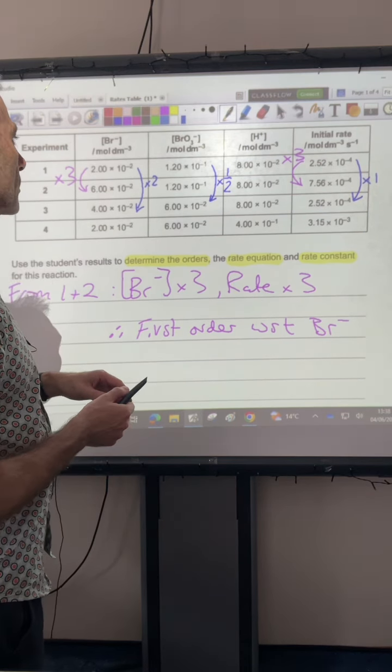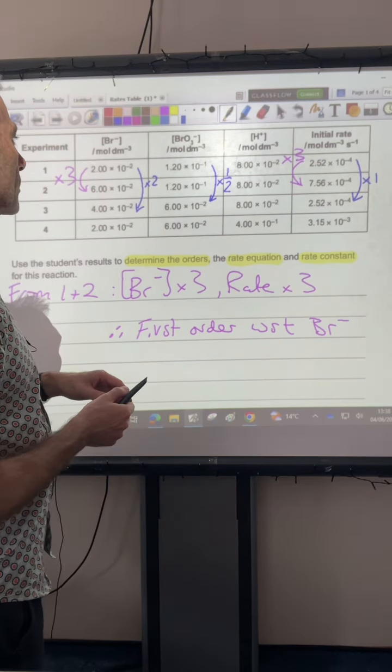Just quickly talk through my choice of experiment. So you can see I've gone for 3 and 4. And that's basically because the concentration of the BrO3 minus is kept constant, so we don't have to worry about that one. So what's Br minus concentration done? It's halved. What's the H plus concentration done? It's gone up 5 times, and the rate has changed by 12.5 times.